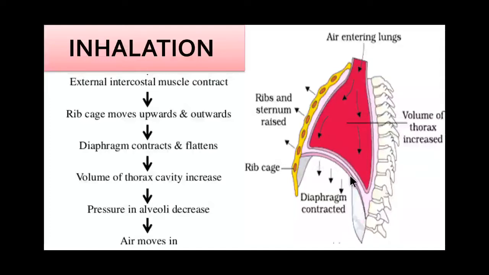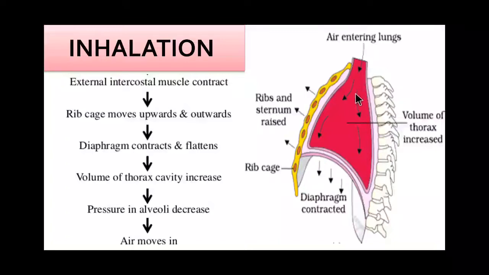So due to the expansion of the chest cavity, air pressure in the lungs decreases, and thus air is sucked into the lungs and it fills the alveoli. That means due to the decrease in air pressure in the lungs, air rushes into the lungs through the external nostril, nasal cavity, pharynx, larynx, trachea, bronchi, bronchioles to alveoli.